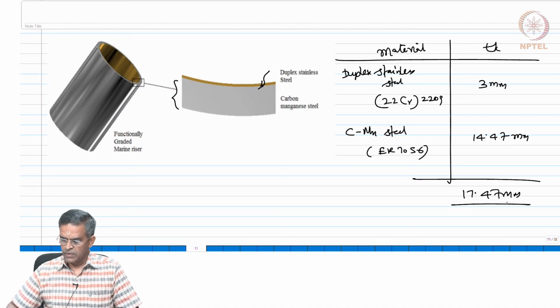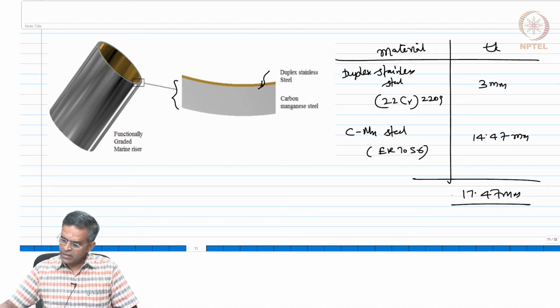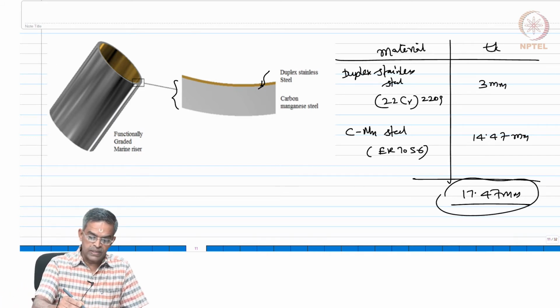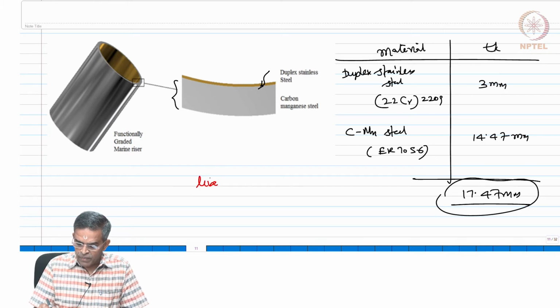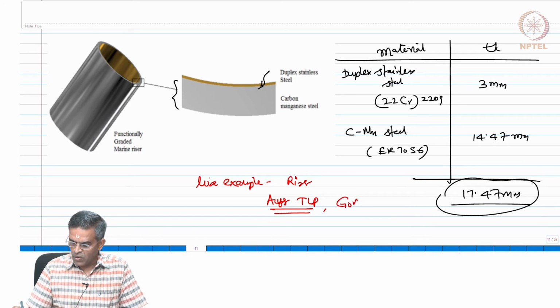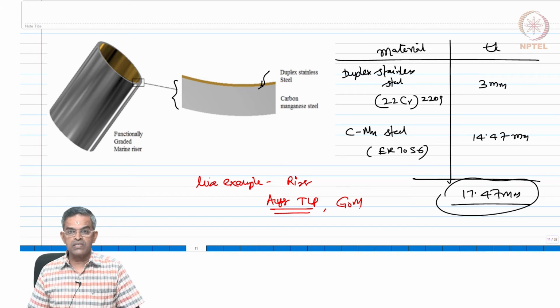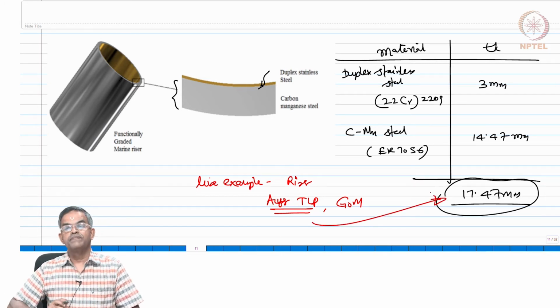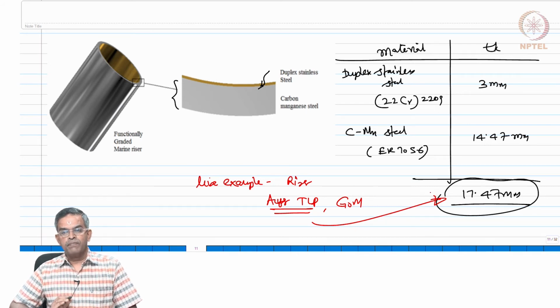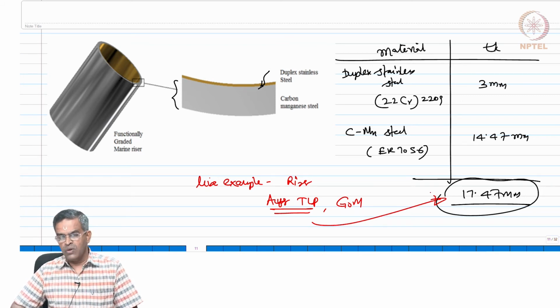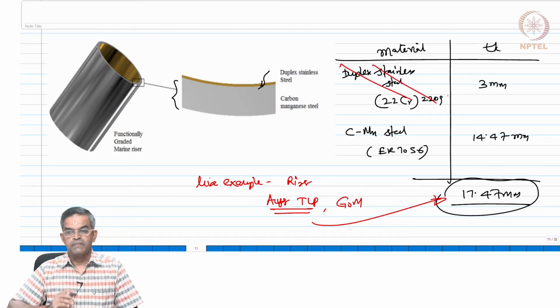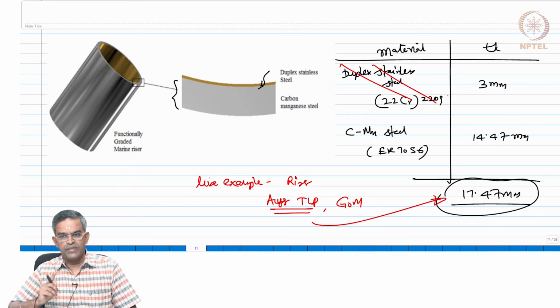remaining is carbon manganese. So, now one will be curious to know, how do we get this thickness of the riser? That is a very interesting question, friends. We have taken a live example of a riser present in Auger TLP, tension leg platform, in the Gulf of Mexico, and we have adopted the same cross sectional dimension of the riser for the analysis. The marine riser present in the Auger TLP is of thickness 17.47. Please note, the existing riser present in Auger TLP does not contain duplex stainless steel. It is a single layer material, it is not FGM.